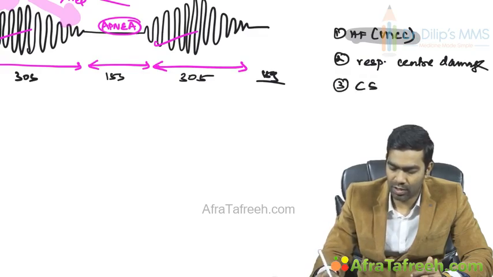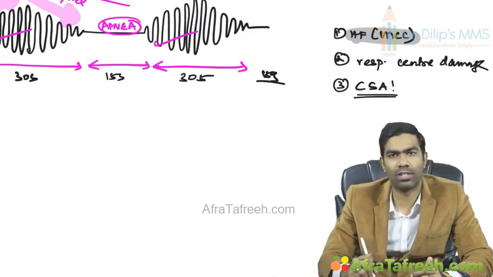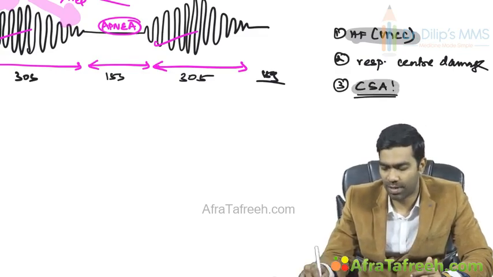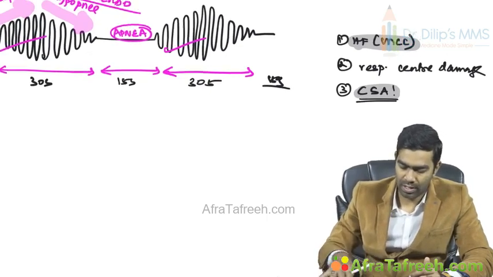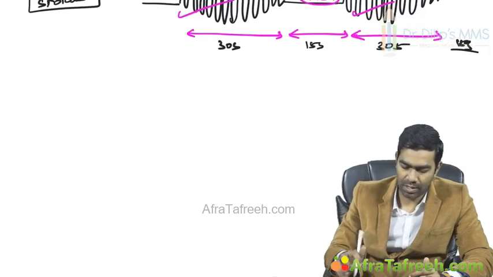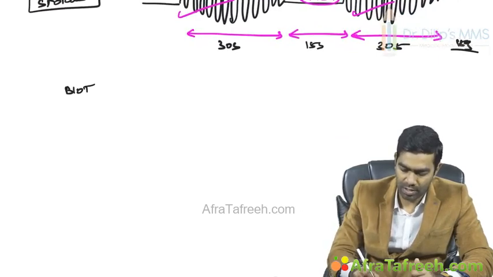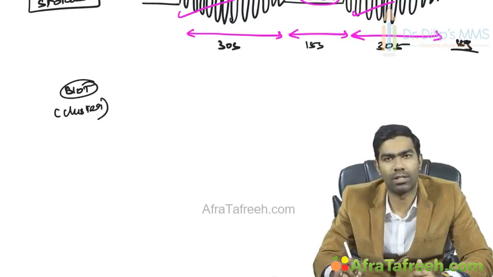Then in a condition called central sleep apnea, you can also get this Cheyne-Stokes respiration. So these are some of the conditions. Then what are the other breathing patterns? You have something called Biot's respiration. This is also referred to as clustered breathing, or cluster breathing.